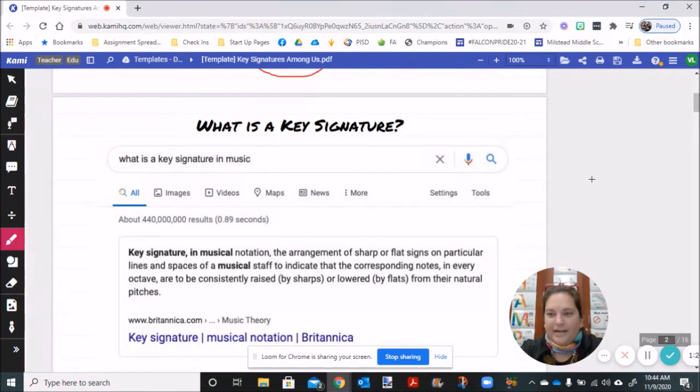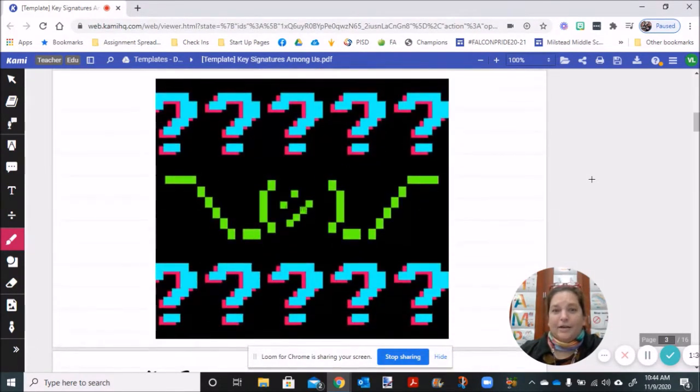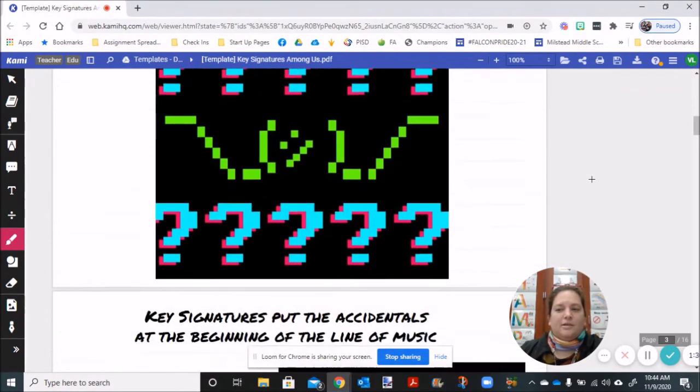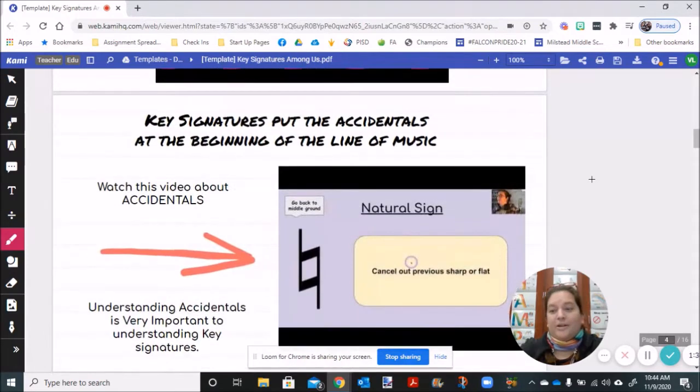That's clear as mud, right? What? What does that mean? You may look like this after reading through that definition, and me too. And I know what a key signature is. So let's go more into it. Let's explain it a little bit.